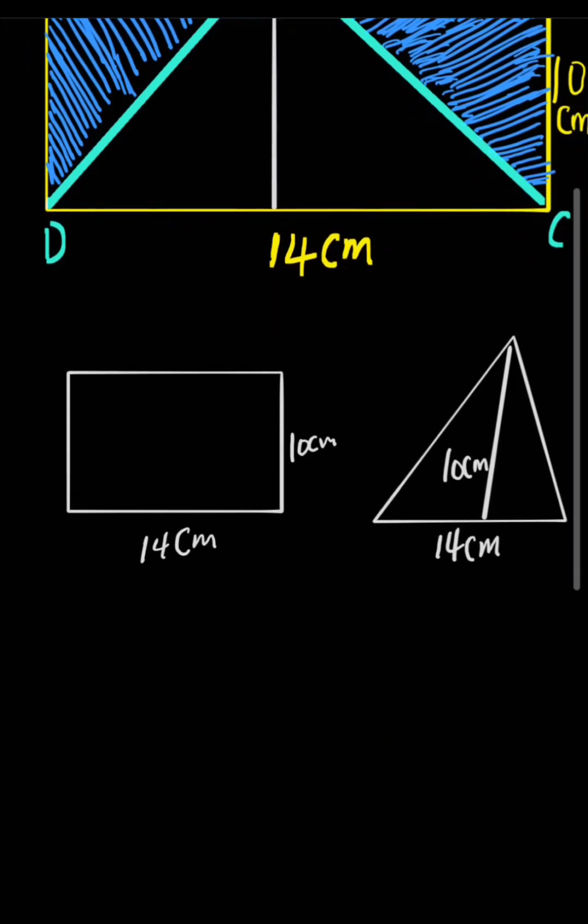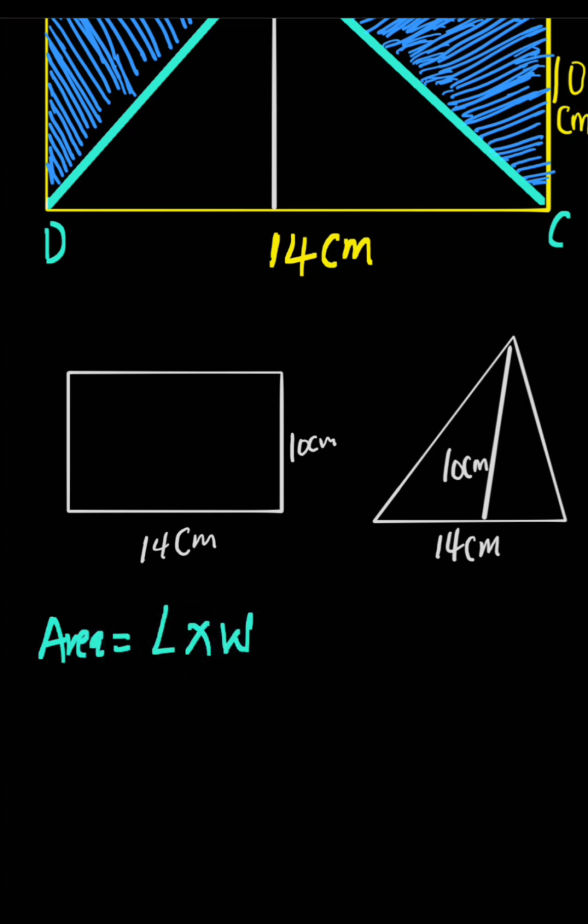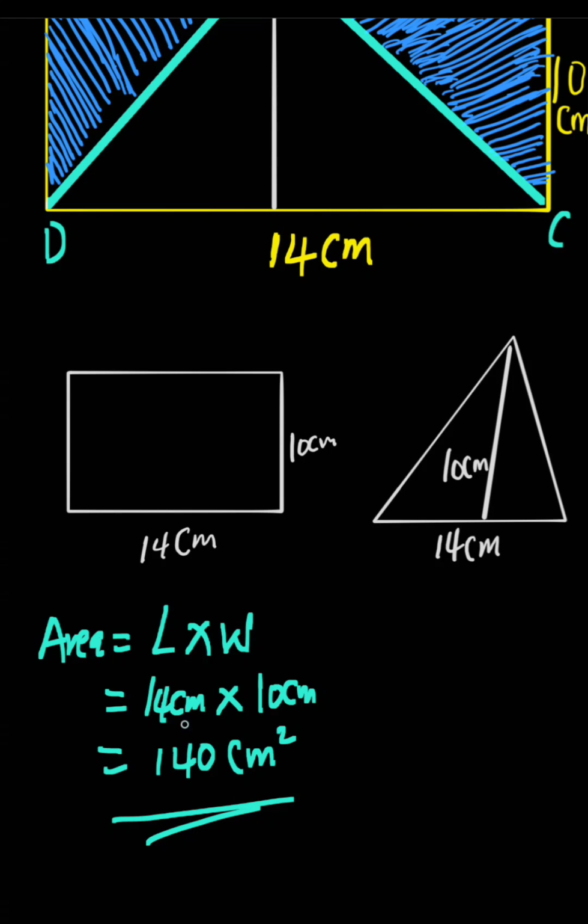Now let's begin with the area of the rectangle. Remember, the area of a rectangle is given as length multiplied by width. What is the length? The length is 14 centimeters. So we have 14 centimeters multiplied by the width of 10 centimeters. 14 multiplied by 10 gives us 140. Centimeters multiplied by centimeters gives us centimeter square. Now this is the area of this rectangle.